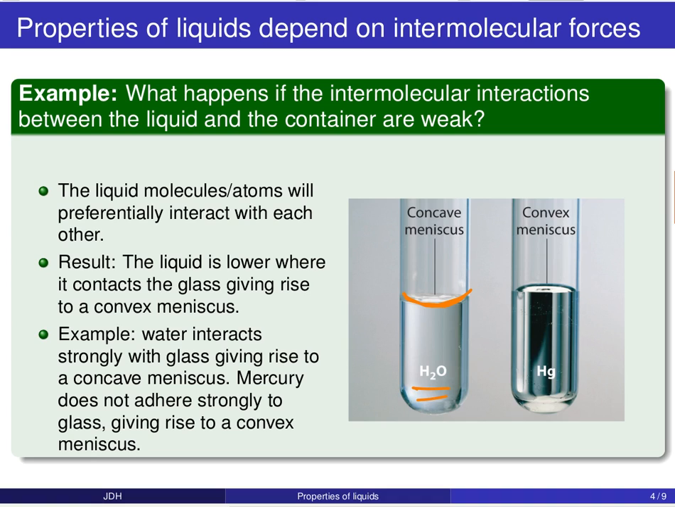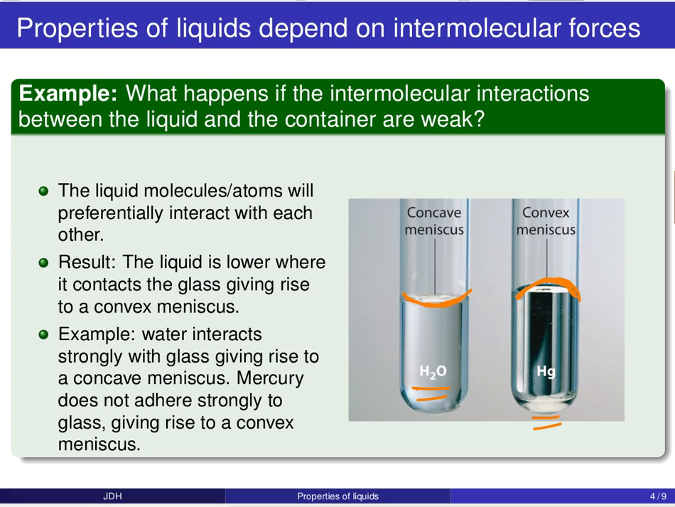Well, that is in fact what happens if you consider mercury, which remember is actually a liquid at room temperature, mercury in a glass test tube, as illustrated right here on the right-hand side. It turns out that mercury does not interact with the glass very strongly. And this results, like we saw before, in that liquid trying to minimize its surface area, minimize its interaction with the container, and that gives rise to a convex meniscus. So you still have a meniscus, but now it's basically inverted.